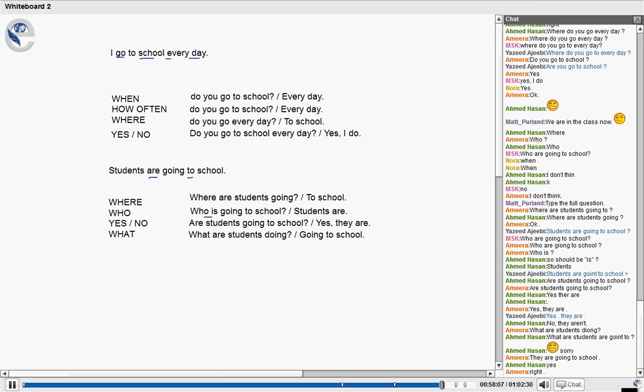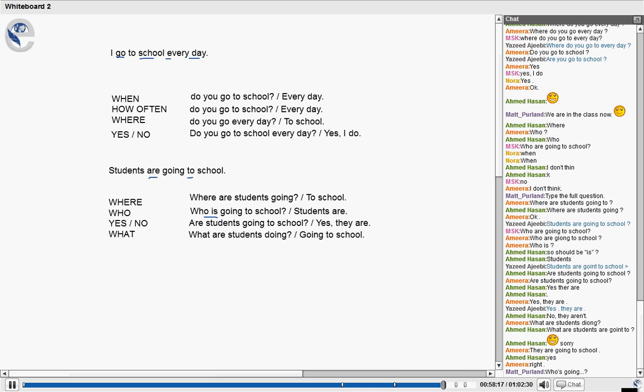Also, we could use a contraction, so not "who is," but "who's." Who's going to school? Students are. And that would be even better because it makes the auxiliary verb even shorter. The "is" would take away the vowel completely, and it just becomes "who's going to school." So that's even better.